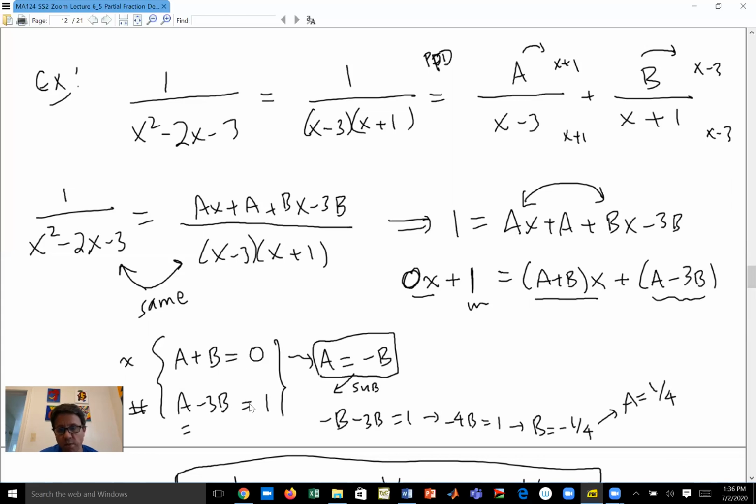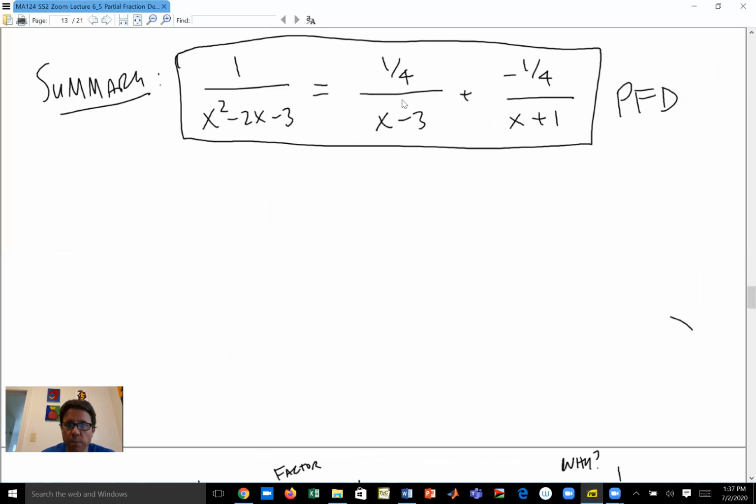So you get a small system of equations, solve it out in your normal way with matrices or back substitution or whatever. You get that b is minus a quarter and a is a quarter, and therefore you end up getting this decomposition. You could either write it as a quarter, or you can factor a quarter out, or whatever, but at least you have this.